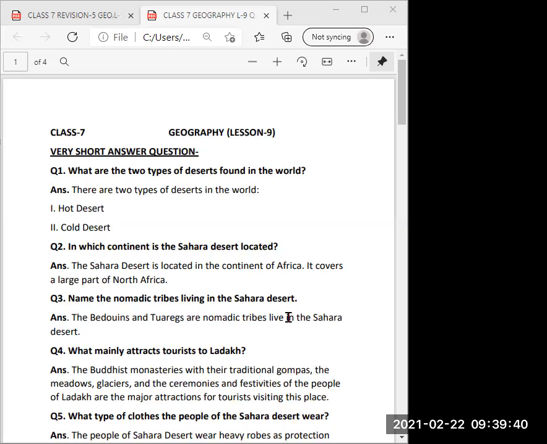Next is, name the nomadic tribes living in the Sahara Desert. Nomadic tribes living in the Sahara Desert. Who are the nomadic tribes? Repeat after me. The Bedouins and Tuaregs are the nomadic tribes in Sahara Desert.